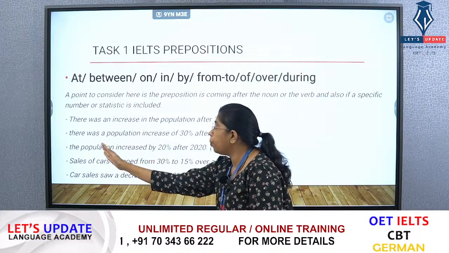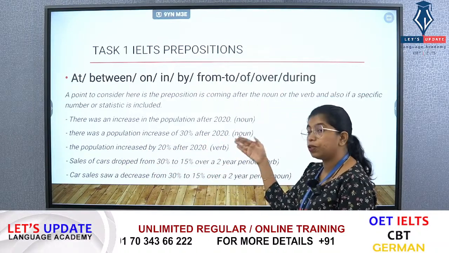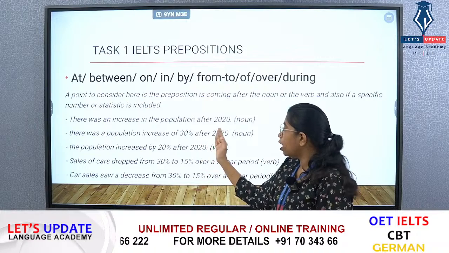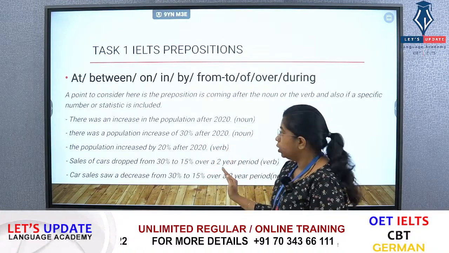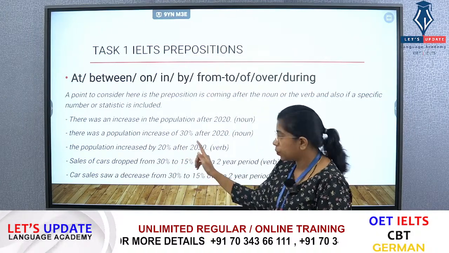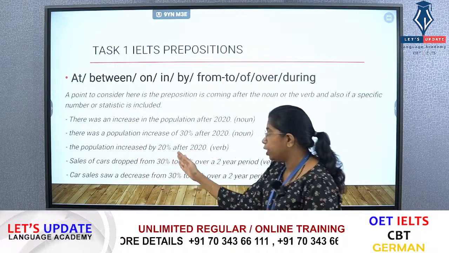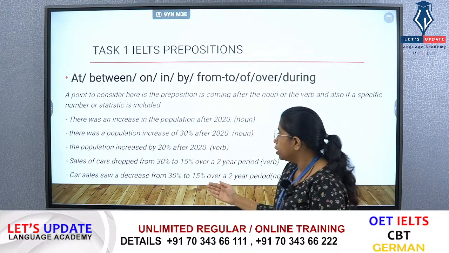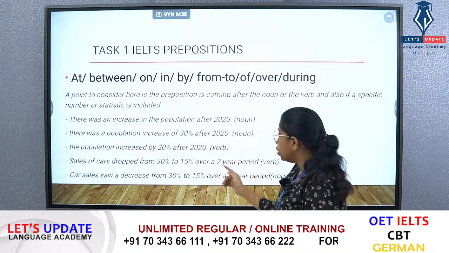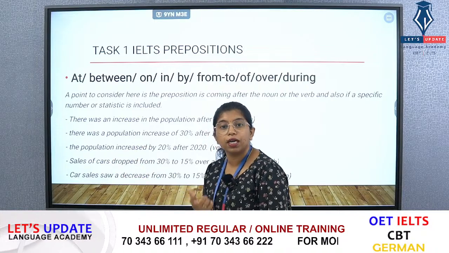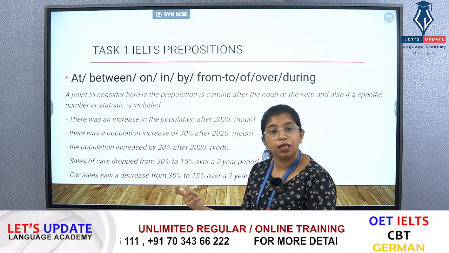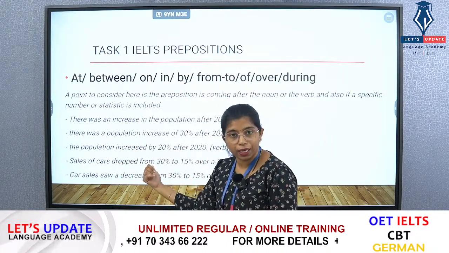Okay, there was a population increase of 30% after 2020. So after a noun phrase we used the preposition of here. Okay, the population increased by 20% after 2020. So here increase becomes the verb. Okay, we changed the verb form and it becomes a verb, so we used by here.